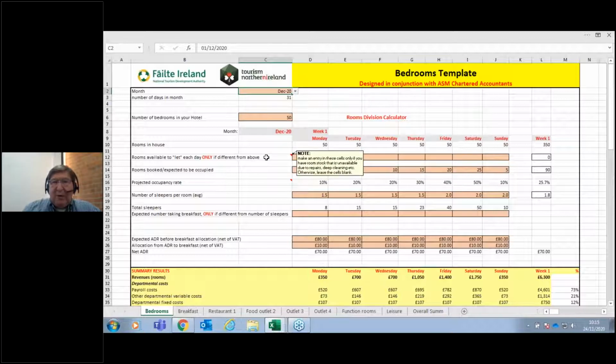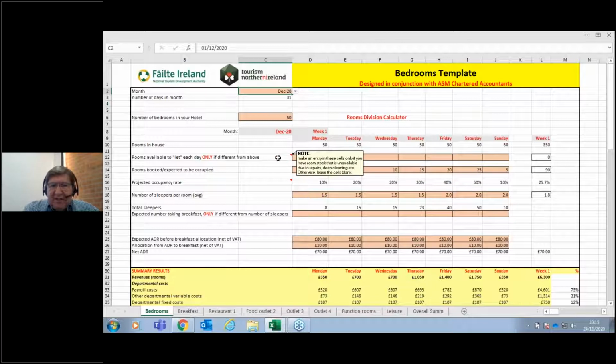I've already pre-populated the model with information just to try and save a bit of time, but you will see here that it's asking for the number of bedrooms in your hotel or your guest house, and you enter that and it automatically populates each day in the first week that we're going to look at. And if you have rooms off for whatever reason, then change the number of bedrooms that you have available each day in here, because that will actually be used in calculating the average occupancy rate. For the moment, we'll assume that 50 rooms are available each day.